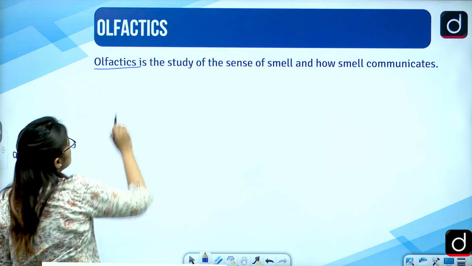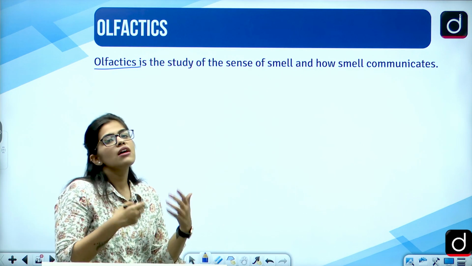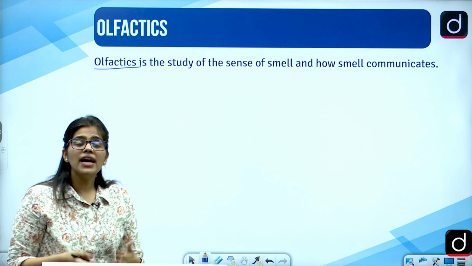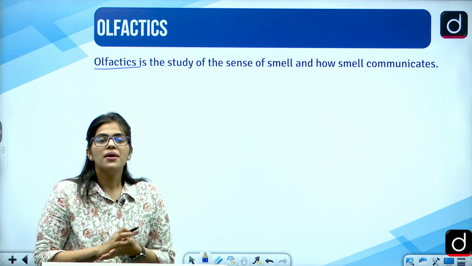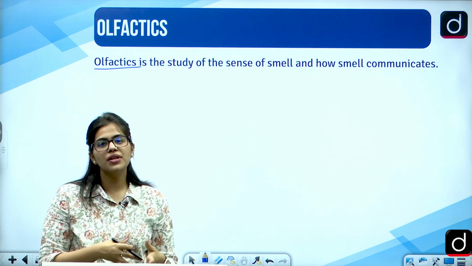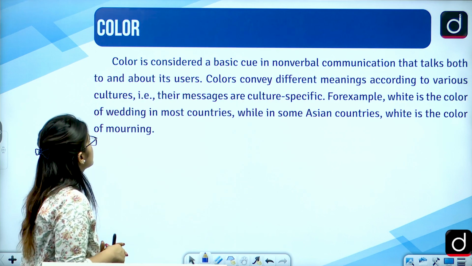Then comes the olfactics. It is the study of the sense of smell and how smell communicates a lot. So you know that this is the smell that comes from the food when my mother is cooking it, and you get familiarized with these smells. So this is the study of smell, olfactics.